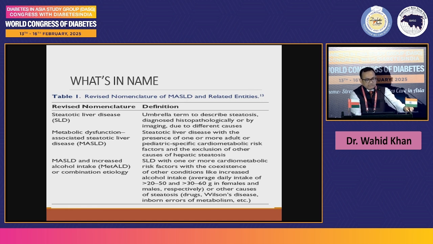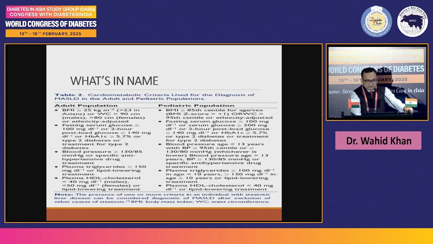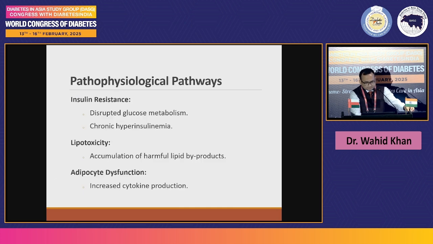So metabolic dysfunction associated steatotic liver disease is a steatotic liver disease wherein there is presence of one or more cardio metabolic risk factors, which doctor has already highlighted in the previous slides, which includes obesity, presence of diabetes or under treatment of diabetes, hypertension or under the treatment of hypertension, dyslipidemia, all play the role in labeling a patient MASLD. The pathophysiological pathway, I'll not go into much detail.